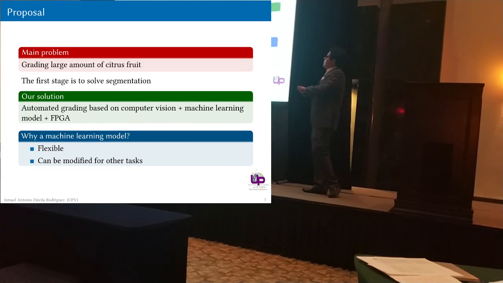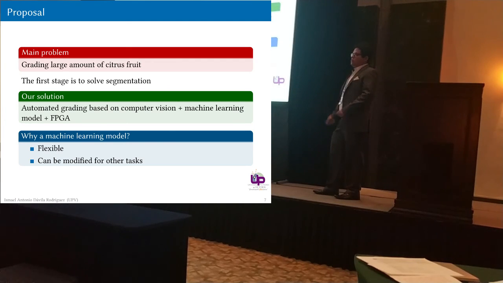So the main problem is to bring a large amount of citrus fruit, and the first stage to solve this is the segmentation. Our solution is to build an automatic grading machine based on a computer vision and machine learning model, plus an FPGA. And why a machine learning model? Because it's flexible and can be modified for other tasks. You can get other features to train it, and you can use it for any other task you want.